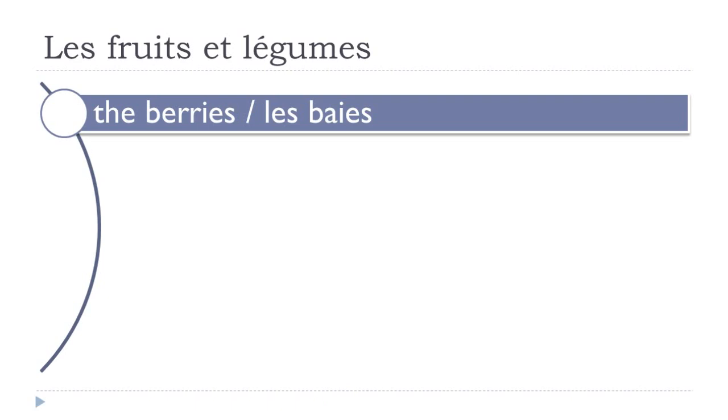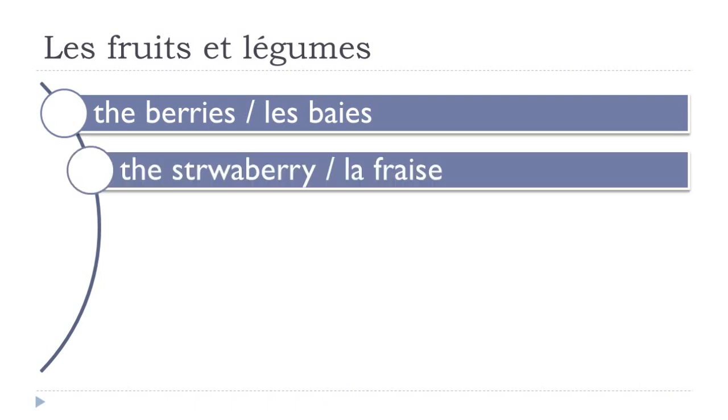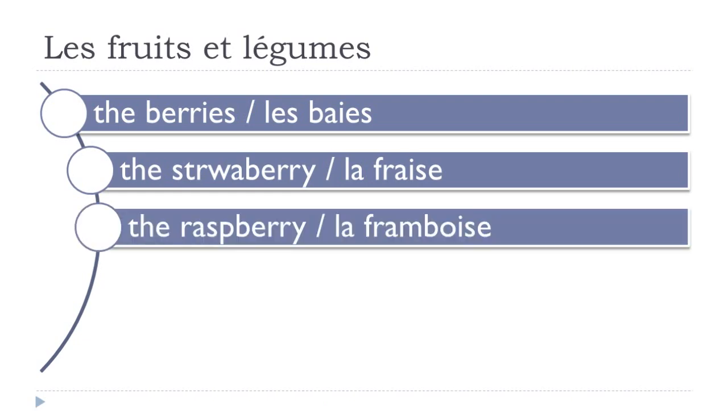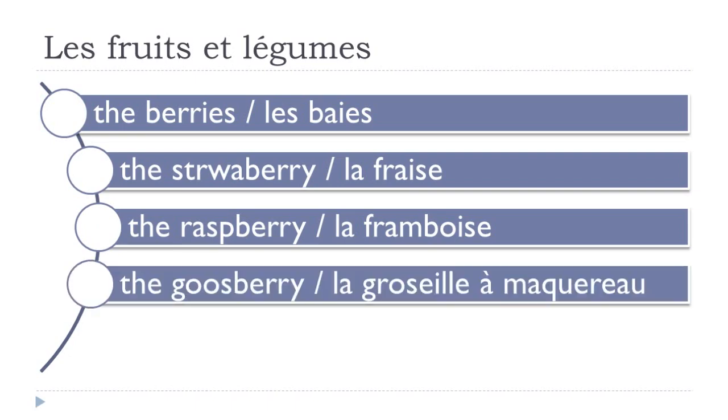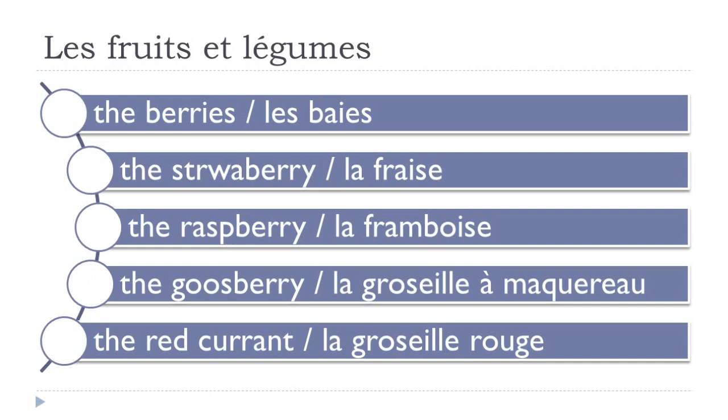Les baies. La fraise, la framboise, la groseille à maquereau, la groseille rouge. I just noticed that I've been making a little mistake here. Sorry about that. Les baies, la fraise, la framboise, la groseille à maquereau, la groseille rouge.